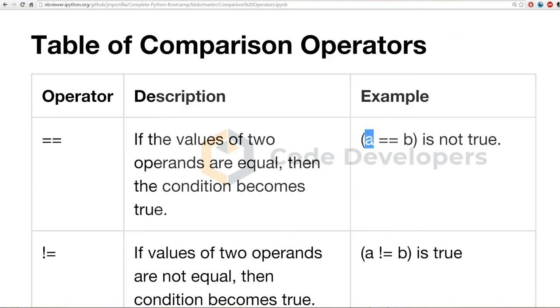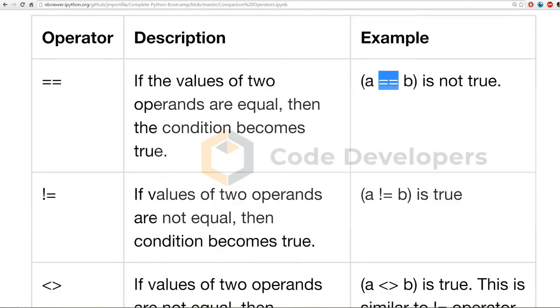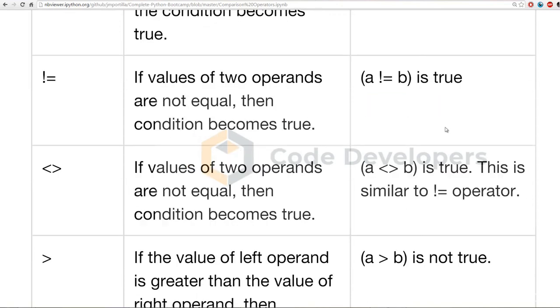In this case, A equals B is not true, but if A equals A was written, then that would be true. As long as these two objects are the same, then equals will output true. If they're not the same, it'll output false. Moving along, the opposite of that is exclamation mark equals. That means if they're not equal, then the condition becomes true. So this statement says A is not equal to B, which will output true.